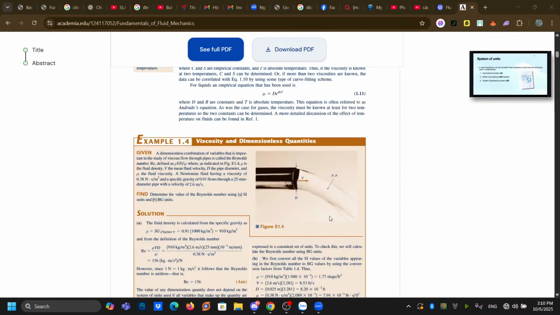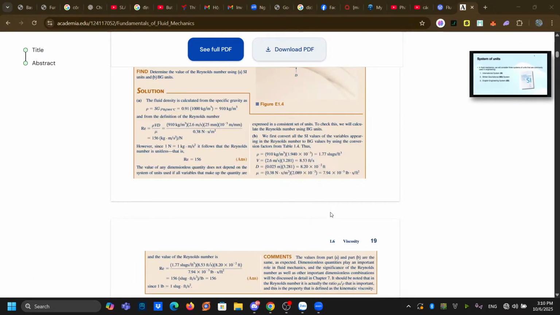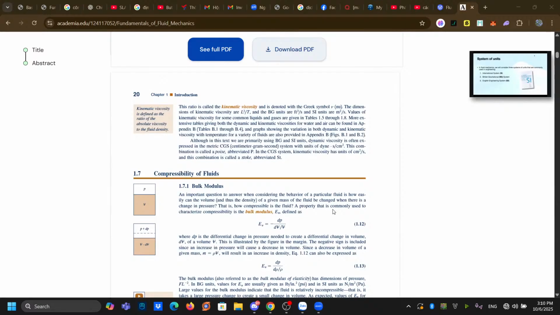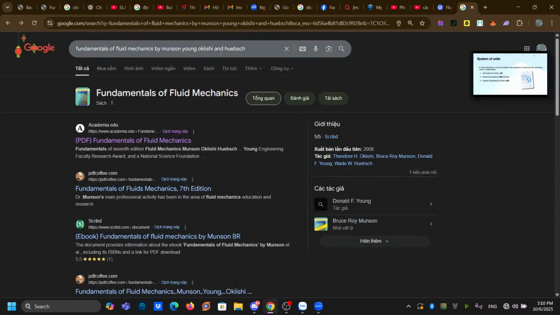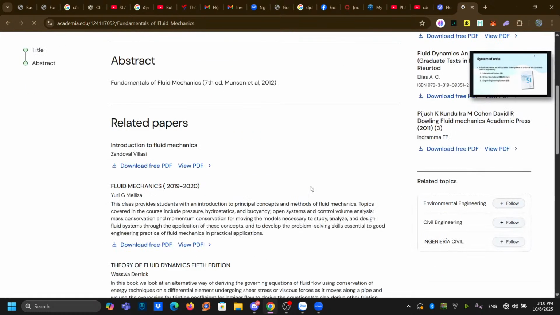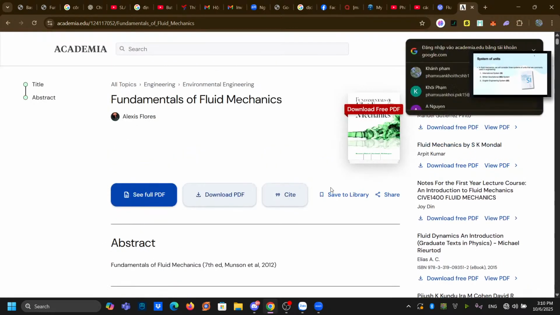So sometimes you need to make the conversion. To make sure that everything works well and there are no mistakes in the calculation, you need to understand the conversion of the system of units. Okay.